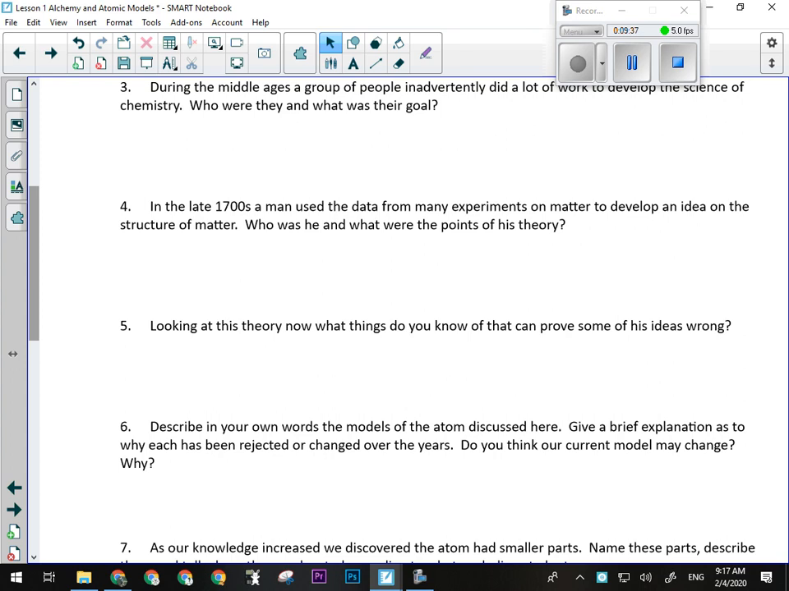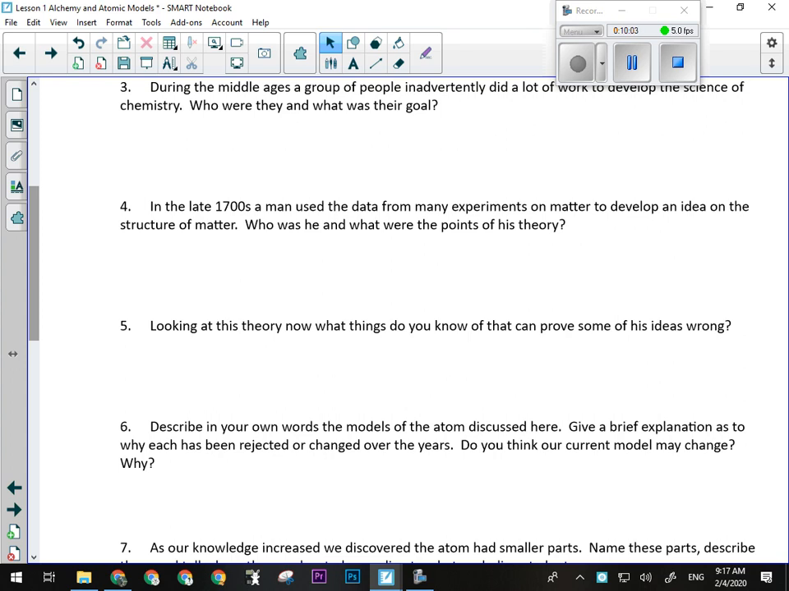Point number 1, everything is made of atoms. Point number 2, the atoms of the same element are identical. Atoms of different elements are different. Point number 3, atoms combine in whole number ratios to make compounds. And point number 4 is talking about what happens in a chemical reaction. Atoms can be separated, joined, or rearranged, but not altered. Something along those lines.